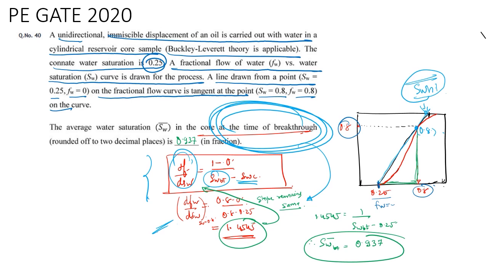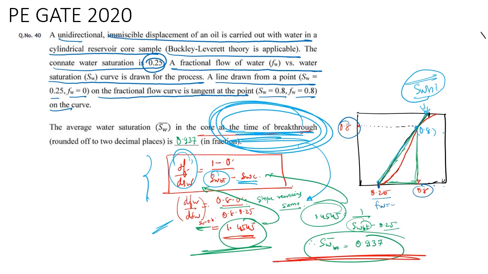fw equal to 1, because we want to find out the average saturation at the breakthrough. That means we can consider the slope to be the same. Whatever tangent we are drawing, we can consider that slope to be the same. So to find out the slope, my dfw upon dSw at saturation of 0.8 will be 0.8 minus 0 upon 0.8 minus 0.25. So my slope would be 1.4545. Now on placing 1.4545 in this particular equation, that will be equal to 1 upon Swt minus 0.25. So my final answer would be that the average water saturation at the breakthrough will be 0.937.